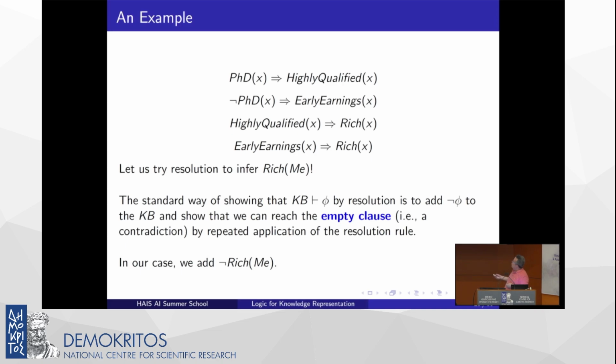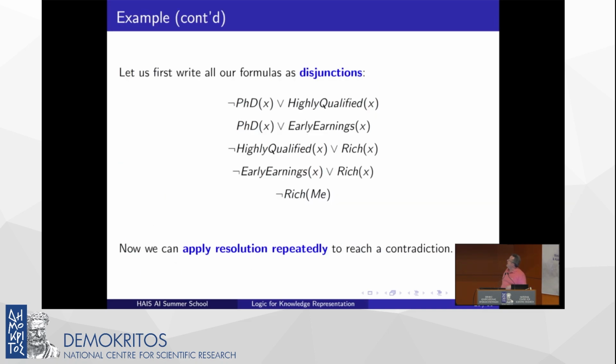Essentially, the way it works, if we want to prove phi from the KB, then what we do is we take the negation of what we want to prove, we put it together with these things in a bag, after these things are transformed into what is known as conjunctive normal form. That is a set of disjunctions. Here they are. And then we apply resolution repeatedly, the rule that I showed you earlier.